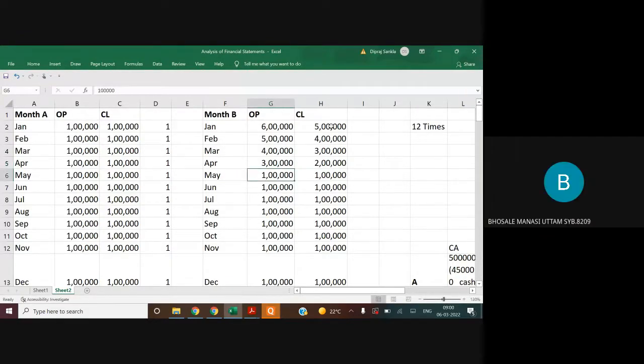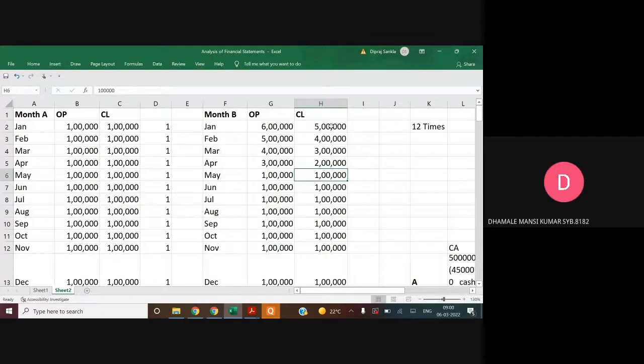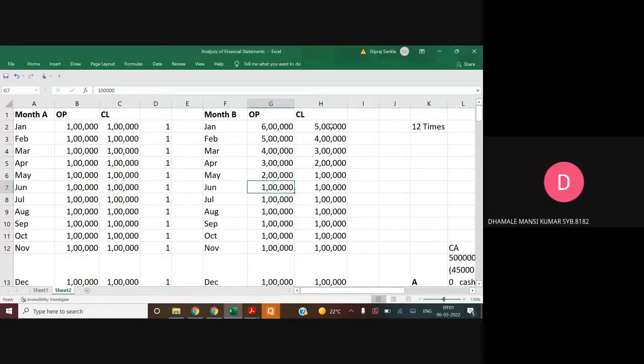In the month of May, opening balance is 2 lakhs. So 1 lakh rupees sold. Opening balance of June is now 1 lakh, na? Yes, sir.